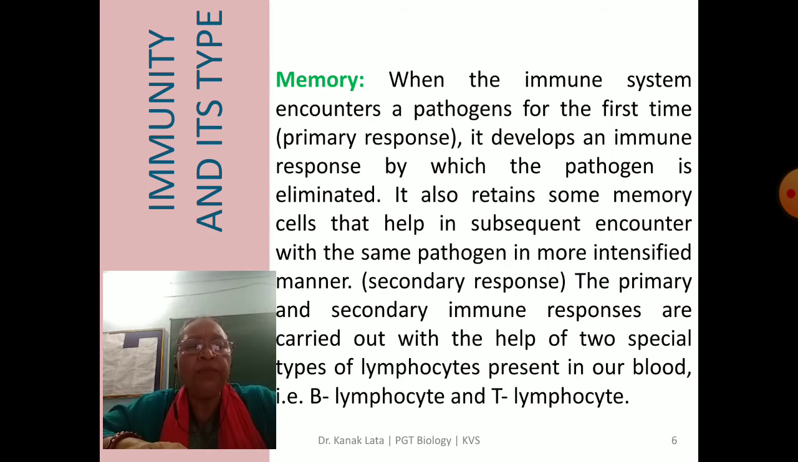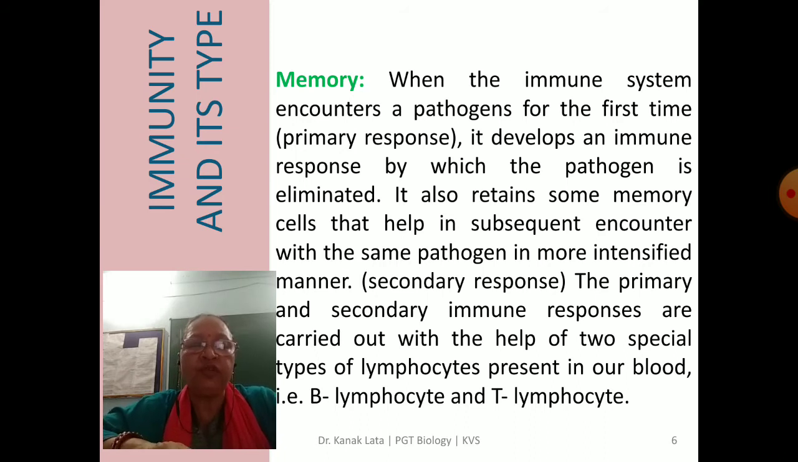Both primary and secondary immune response are carried out with the help of two special types of lymphocytes present in our blood. They are B lymphocytes and T lymphocytes. What does this mean? B means bone marrow lymphocytes and T means thymus lymphocytes.